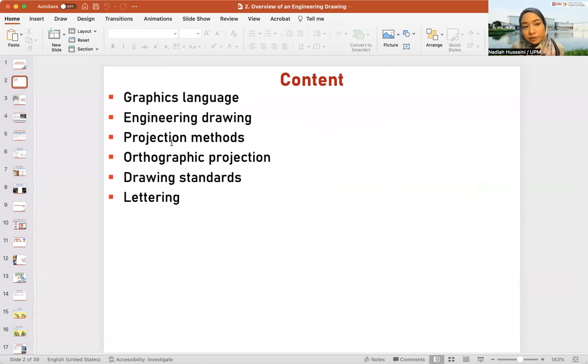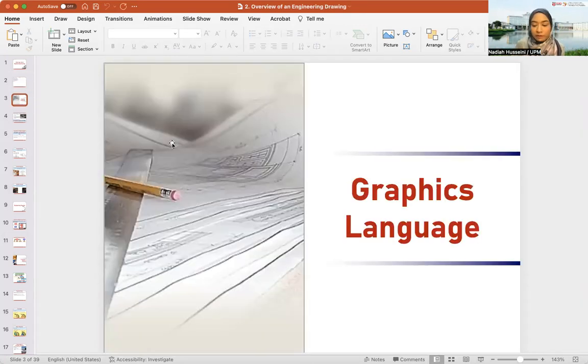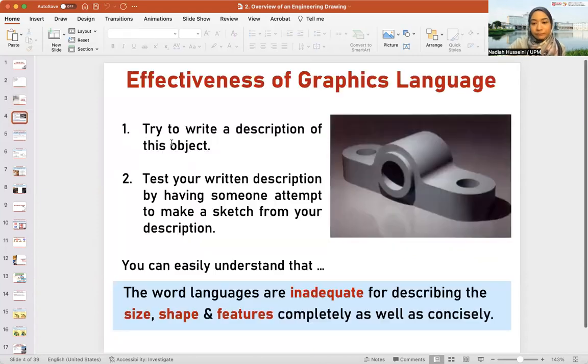Okay, so the content for this lecture is graphics language, engineering drawing, projection methods, orthographic projection, drawing standards, lettering. And some of these we already explored in our lab. Nanti kita akan nampak kejap lagi. Okay, so for graphics language, what is it?